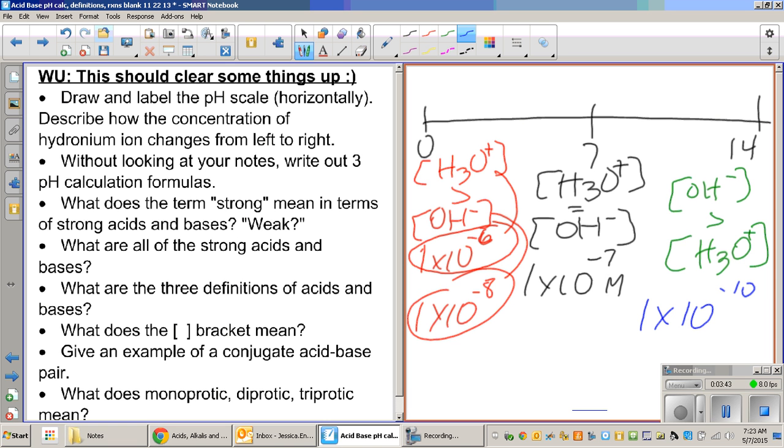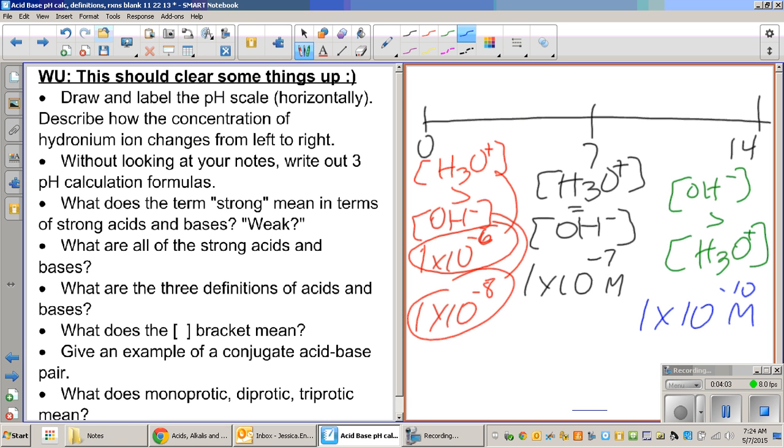And if this is 10 to the negative 10th molar, what will hydroxide be? That'll be 10 to the negative 4th, because they complete each other. Because they're always there to equal 1 times 10 to the negative 14. Yay! Okay, so you got that concept. Good. We can do the pH formulas in a second.